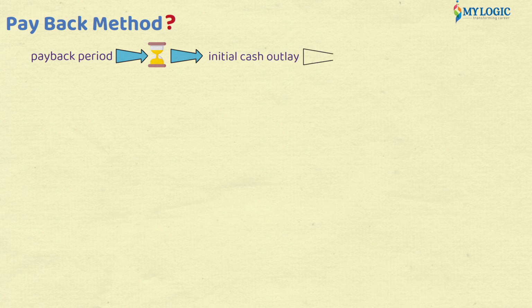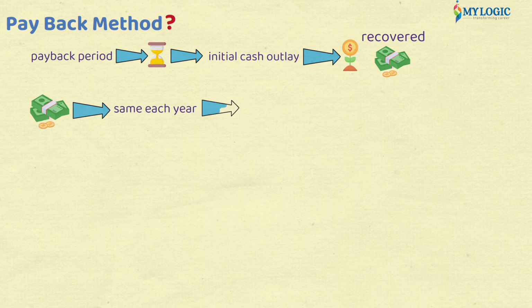We are done with the NPV method, and now let's learn about the payback method. What is the payback method? The payback period is the length of time it takes for the initial cash outlay for the investment to be recovered in cash. If the cash flow is the same each year, then it equals the initial investment divided by the annual net cash inflow.